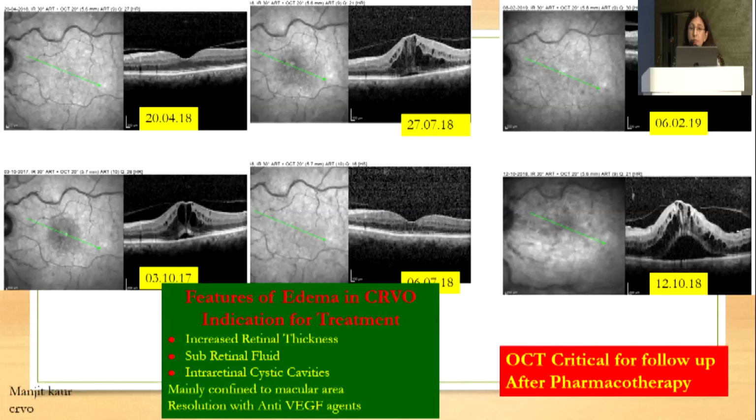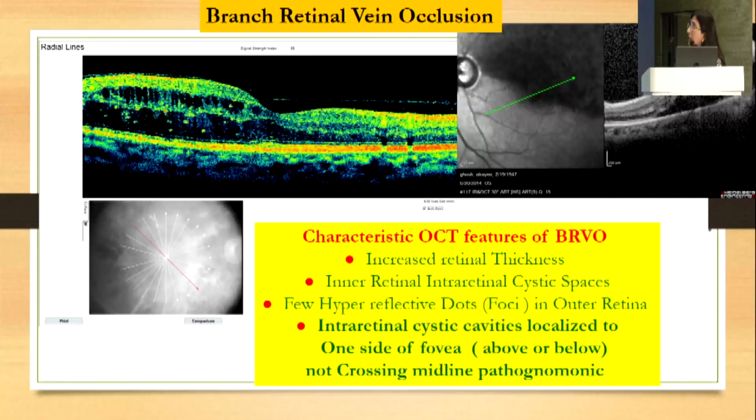Coming to venous occlusion, in central retinal vein occlusion, you'll have increased central macular thickness with subretinal fluid and multiple cystic spaces, which of course resolves with treatment. In BRVO, you would have similar cystic edema, but also diffuse edema. But one very specific character is that it is only on one side of the fovea. So it does not cross the midline. So this is again pathognomonic of BRVO.